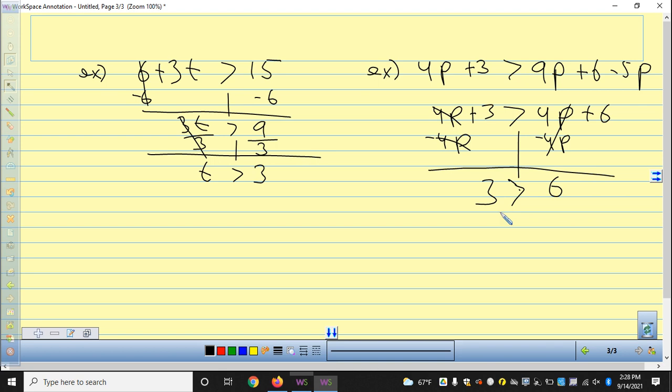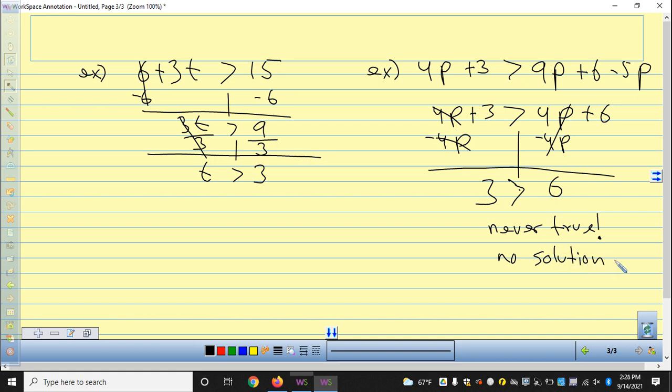Wait a minute. Is 3 greater than 6? No. This is never true. If we get something that is never true, what does that tell us? No solution. Very nice. No solution.